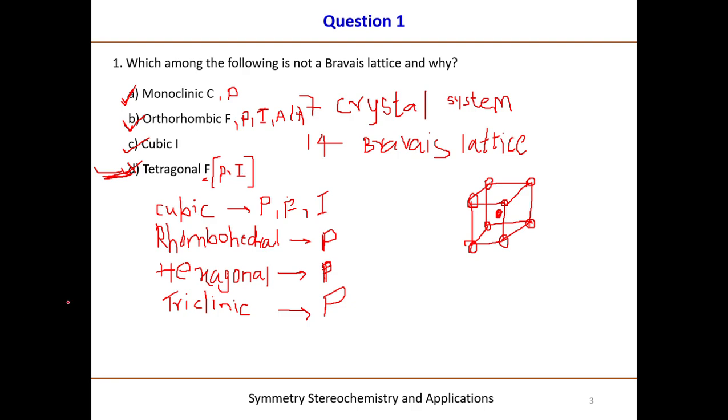So in case of the rhombohedral, we have a primitive unit cell, and hexagonal and triclinic also have a primitive Bravais lattice only. So according to the options, the question asked which is not a Bravais lattice. All the monoclinic, orthorhombic, and cubic I have a Bravais lattice, but tetragonal F is not a Bravais lattice. So the correct answer is tetragonal F.